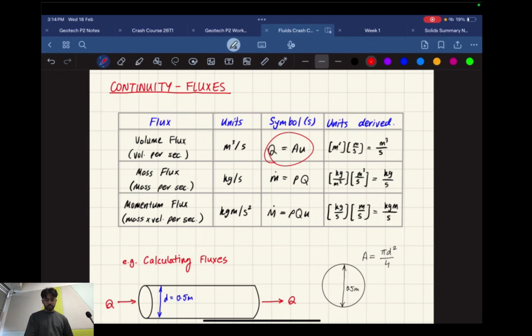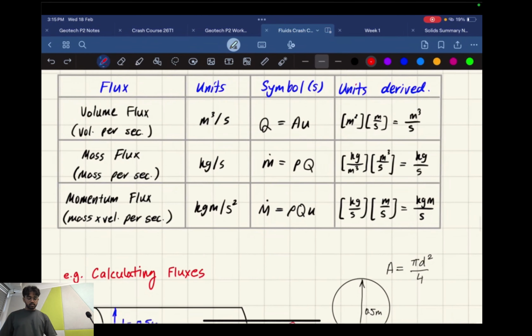Area times velocity. Okay? Similarly for mass, it's going to be mass per second. The formula is density times Q. Q is our flow.